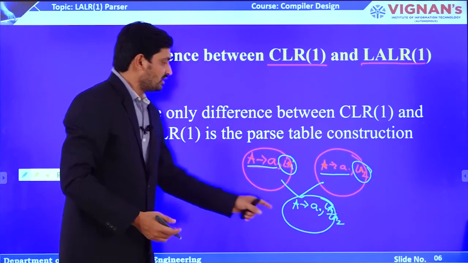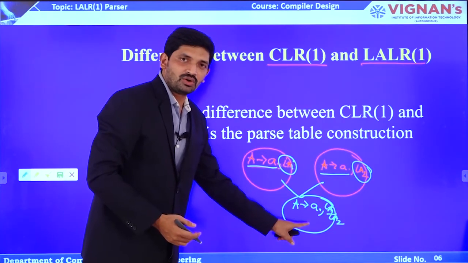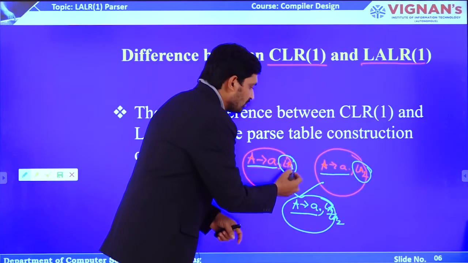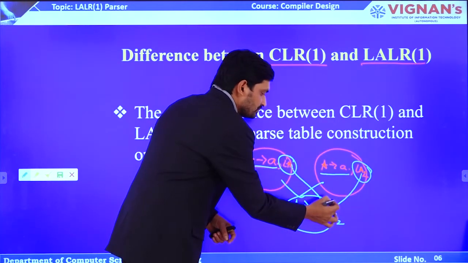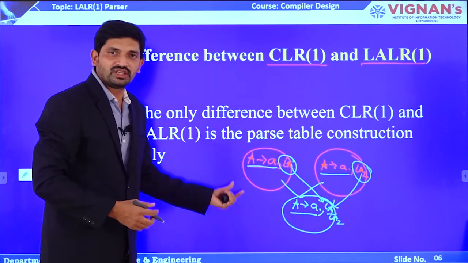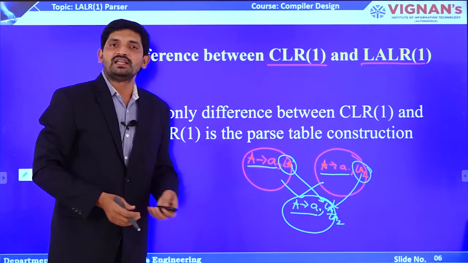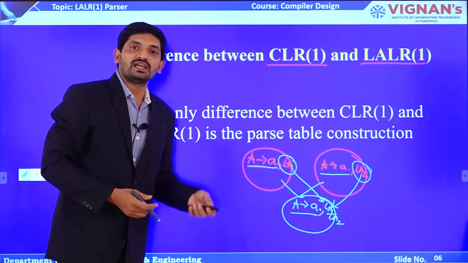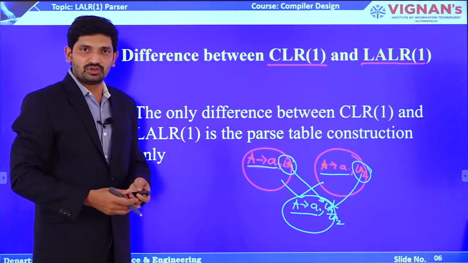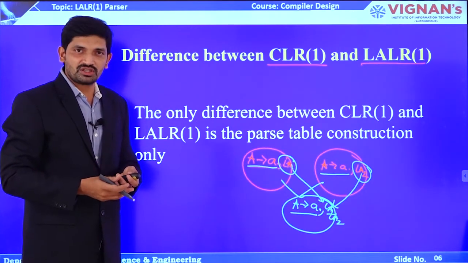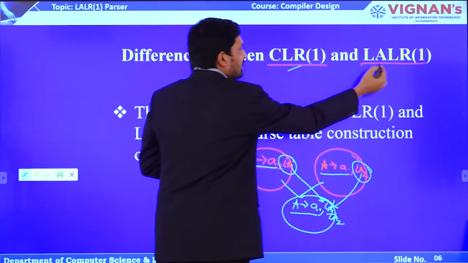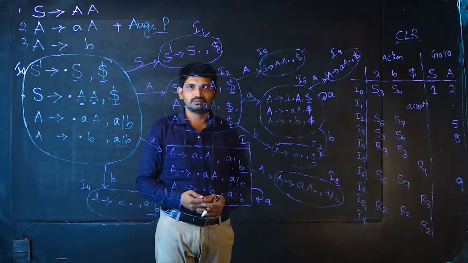That means this item or this state now consists of the same production with two different lookahead symbols. This is the only thing we are going to perform in LALR(1) parsing, and it will be reflected in the LALR(1) parsing table only. The canonical item set construction is similar for the CLR(1) parser and the LALR(1) parser.